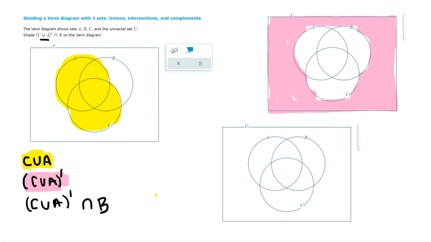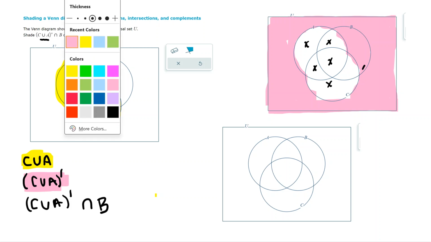Let's see. This part is not shaded in because it was yellow there. This one's not shaded in. This one's not shaded in. This one's not shaded in, and this one's not shaded in because they were shaded in the first one, so I can't shade them in now. But this part here was not shaded in the first step, and since we're looking at the complement, I need to shade it in on the second step. So there's my C union A complement. Okay. There's my second step.